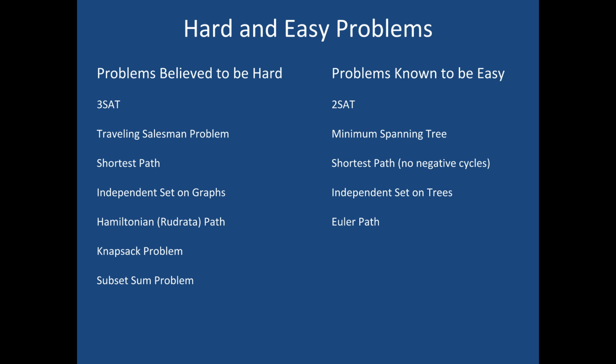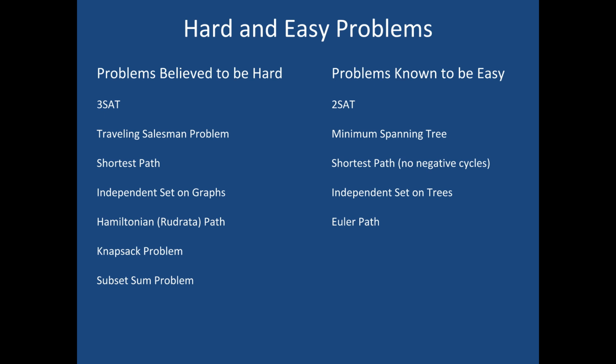On the left, we have problems that are believed to be hard. And I'll eventually tell you why they're believed to be hard, but the thing I'll tell you right now is no one has ever found a polynomial time algorithm for any of these. That's what they all have in common. To date, they haven't been solved. So 3-SAT is believed to be hard.